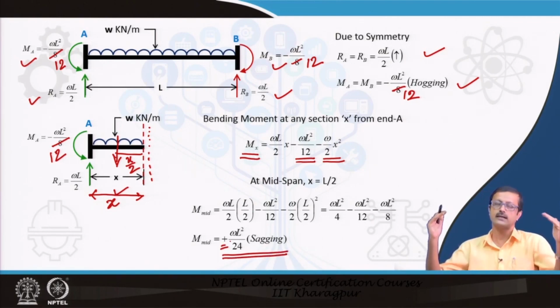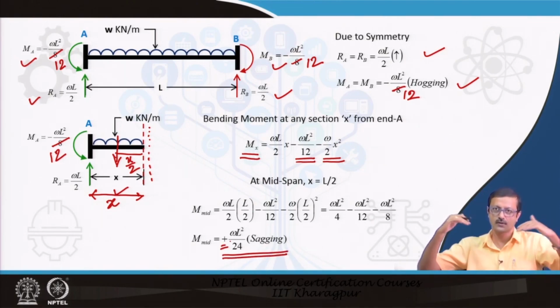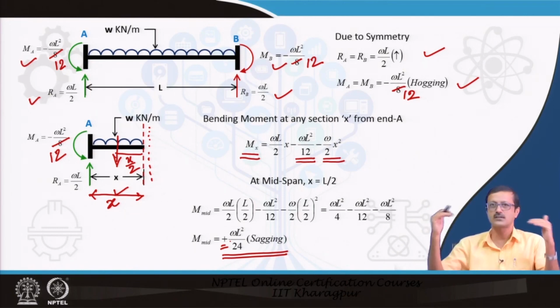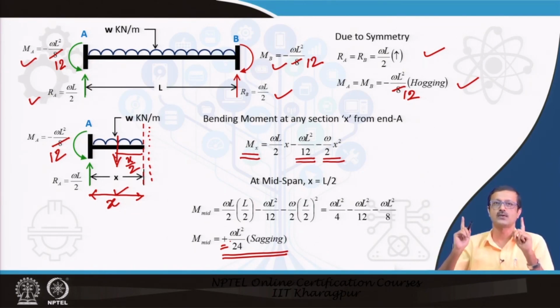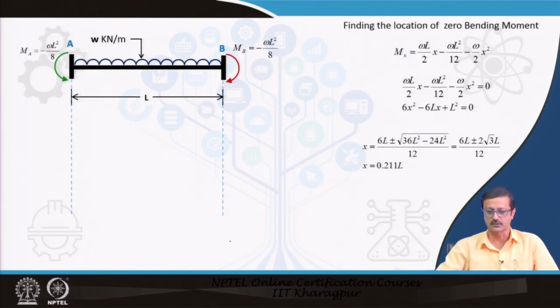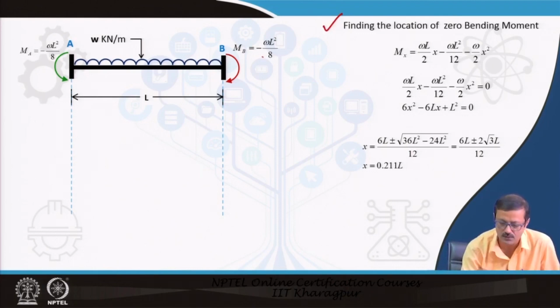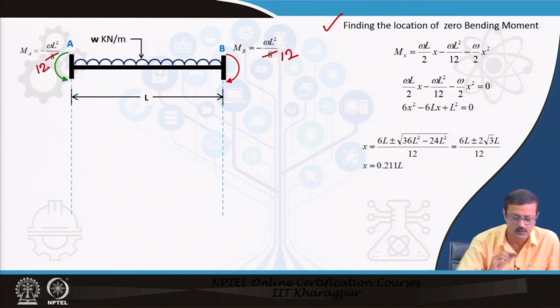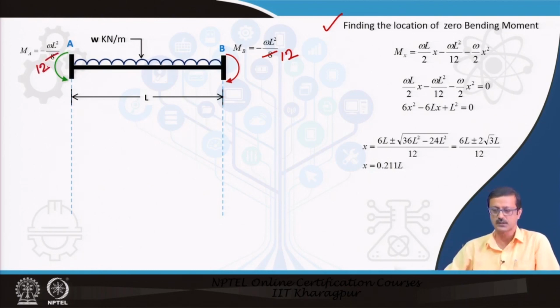So, at the end it is hogging, that is tension at the top, but when it comes to the center it is sagging. As it changes from hogging to sagging, there are definitely two points where there will be no bending moment, the points of contraflexure, or points of inflection. That we need to find out. So, for finding the zero bending moment, again this has to be 12 and this has to be 12. I will correct everything and send it in the PPT definitely.